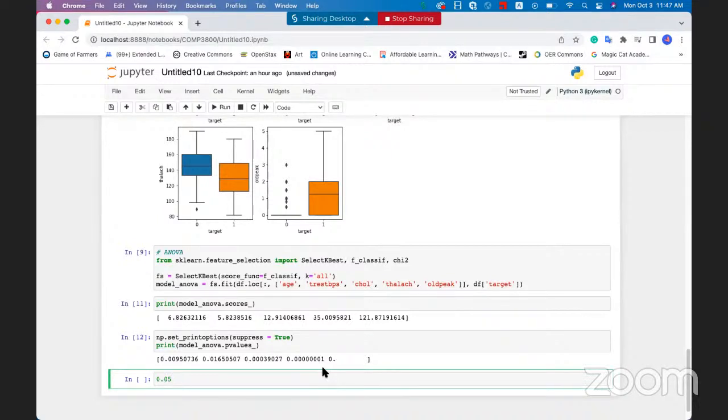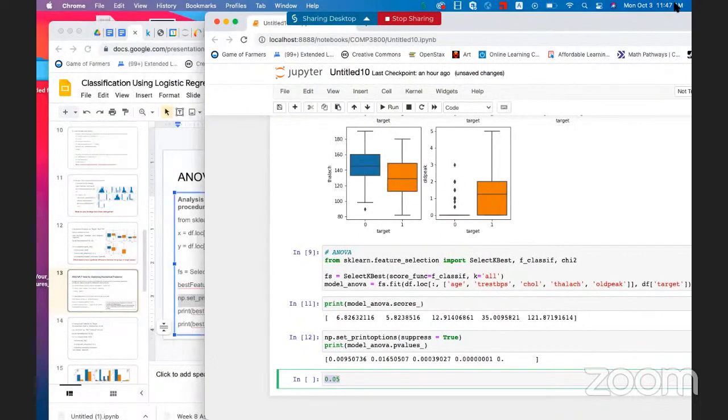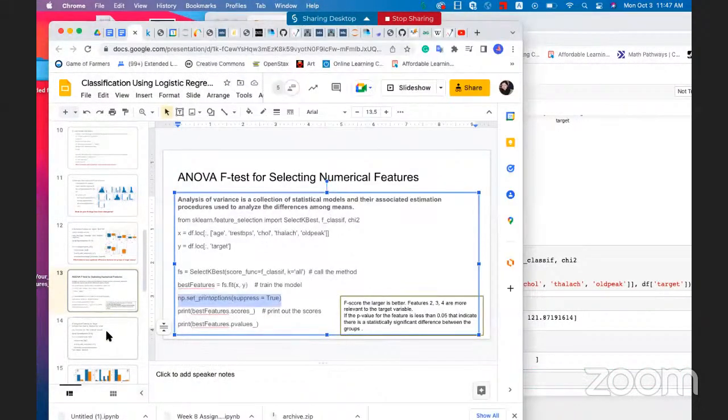Like this one is 0. It's really not the same, right? And then this one is also significant. These two are still significant, but it's closer to this number now. So the smaller the p-value is, the more significant the difference between the groups. Just need to remember how to understand this table.